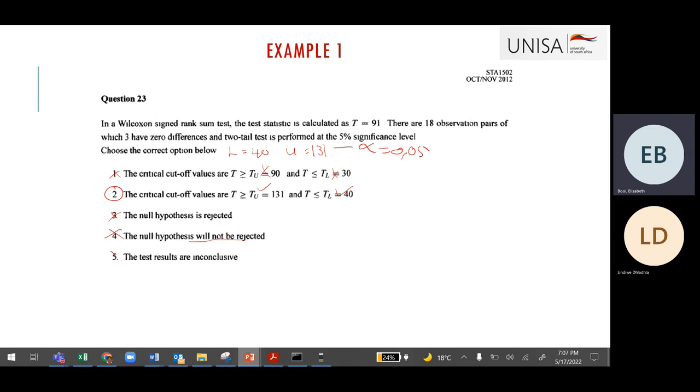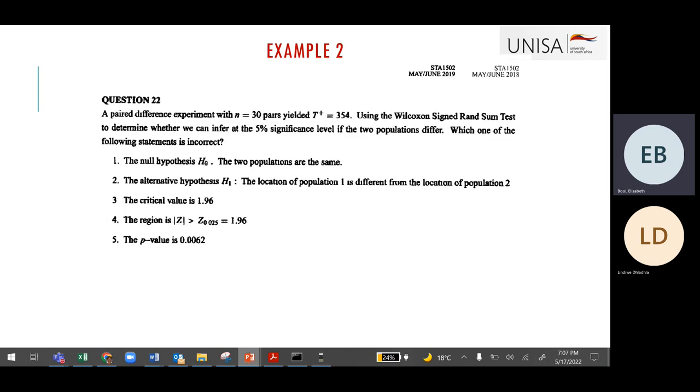The test results are inconclusive, no, because we do have all the information we need. So that won't be correct as well. So the only correct answer is number two. Let's look at the next exercise.